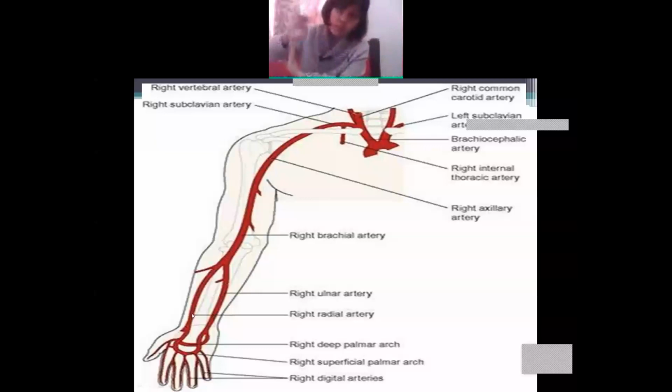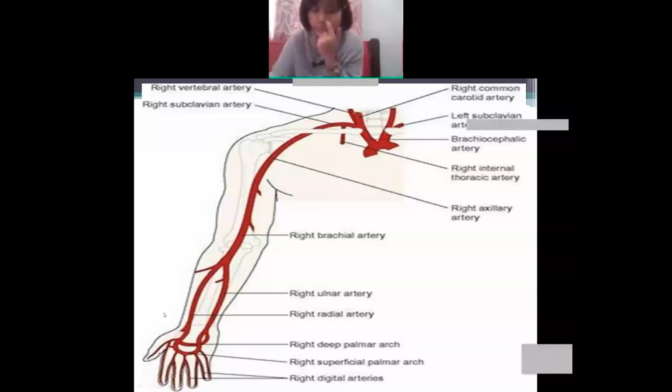You can also feel your pulse right here, on the downside of your thumb. On the downside of your thumb, you will be able to feel the pulse. Understand? That is known as the radial artery, or else you can say the radial pulse. You can also feel the radial pulse.